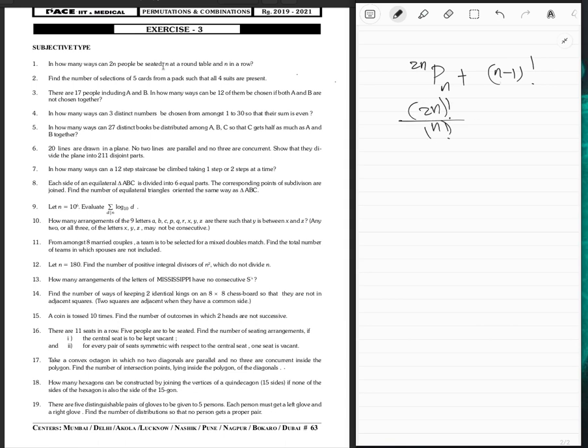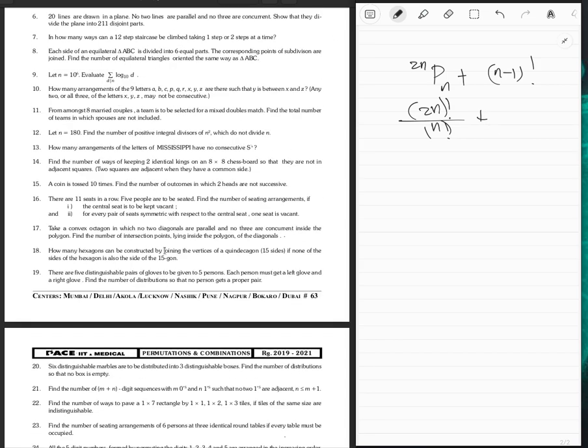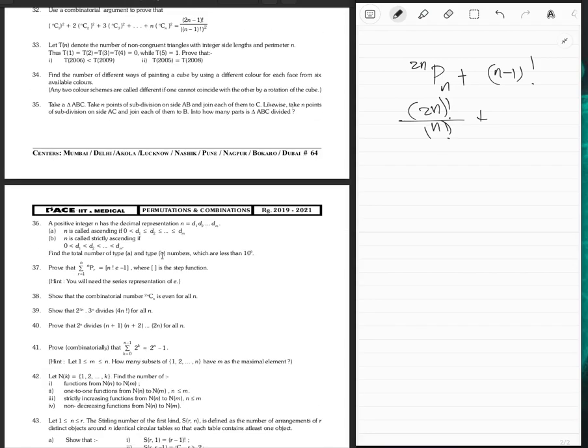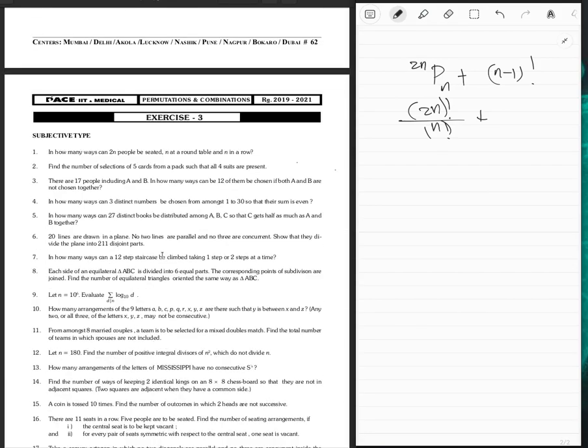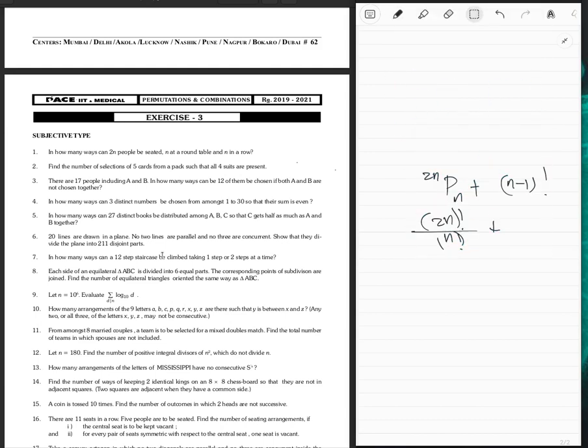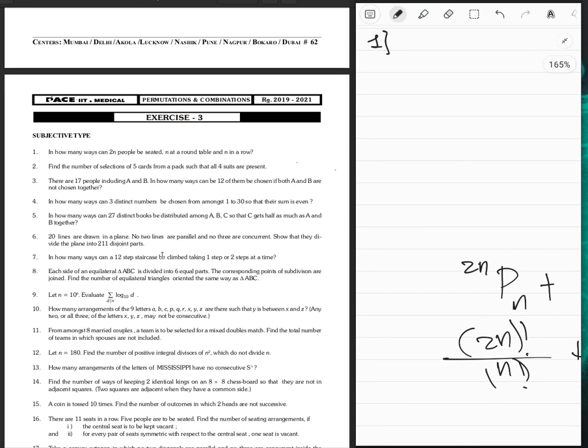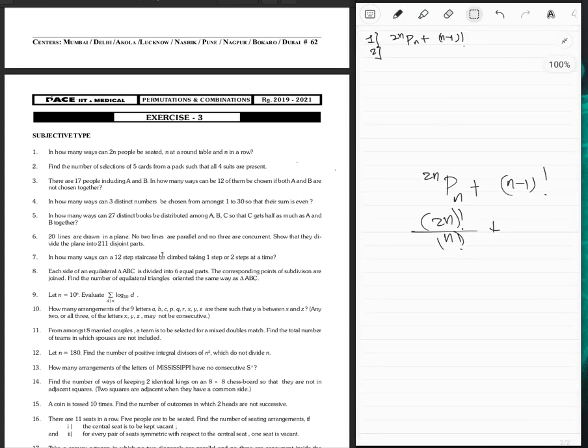Plus. Wait, so what kind of question? It's subjective. Are you serious? The whole exercise 3 is subjective? Fine, no big deal, you can still write it down. Next question. This is 2nPn plus (n minus 1) factorial. And since they didn't give us any value of n, just leave it like that.